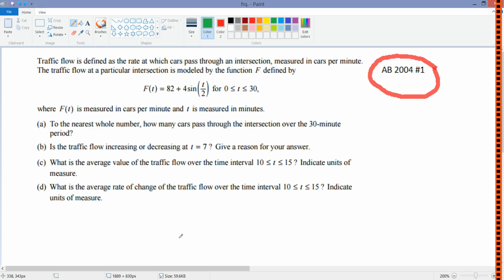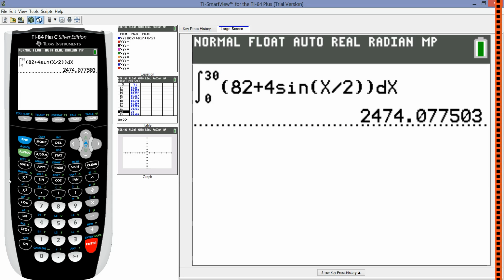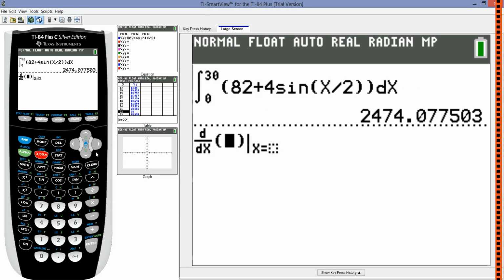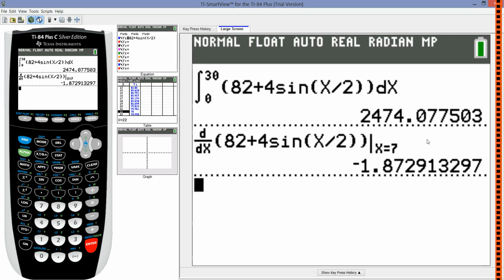Now for letter B: is the traffic flow increasing or decreasing at t equals 7? And give a reason for your answer. To find out whether the traffic flow is increasing or decreasing, you need to find the rate of change of the traffic flow. To do that, you need to take the derivative of this function. So once again, let's go to our calculator. Math, number 8, d/dx, 82 plus 4 sine of x over 2, at x equals 7. Now we get negative 1.8729.